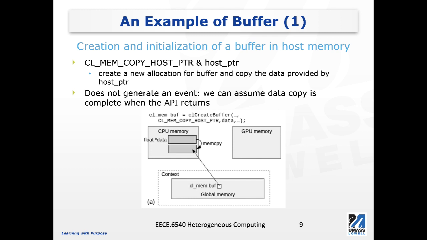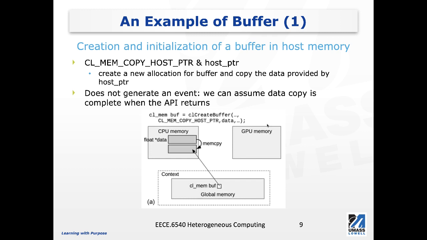Note that this API does not generate an event. We can assume the data copy is complete when the API returns. So the API we're seeing here is clCreateBuffer, assuming we have a valid context, and this is the memory flag we're going to use, copy host pointer, and data is assumed to be the host pointer that points to some space in the host memory.